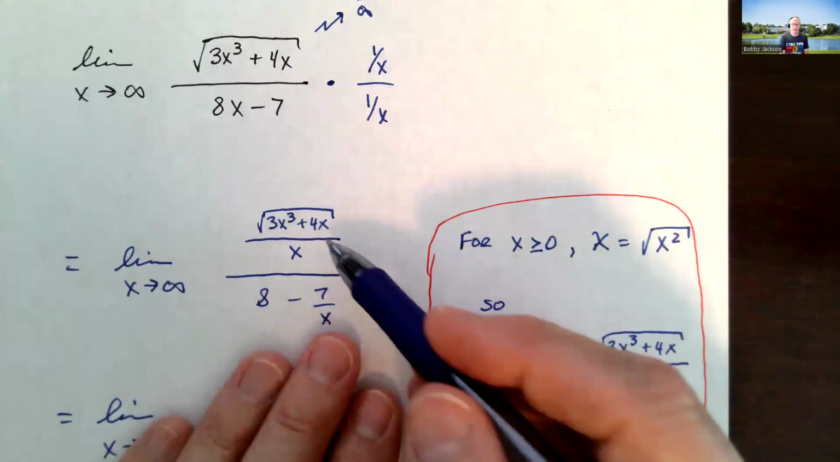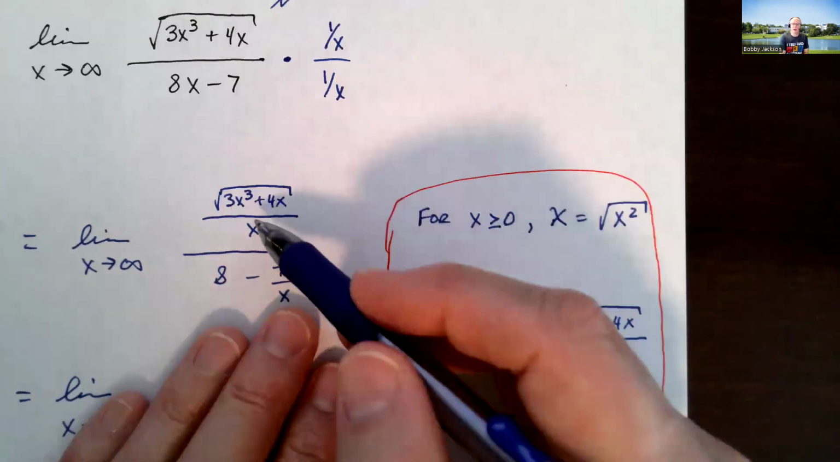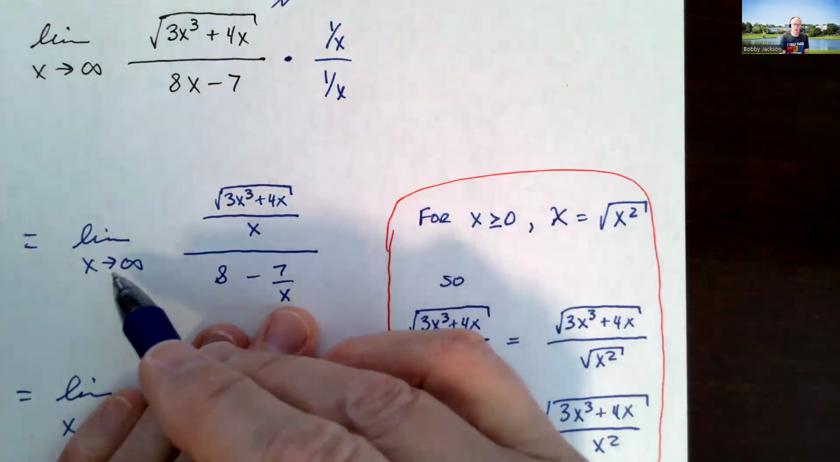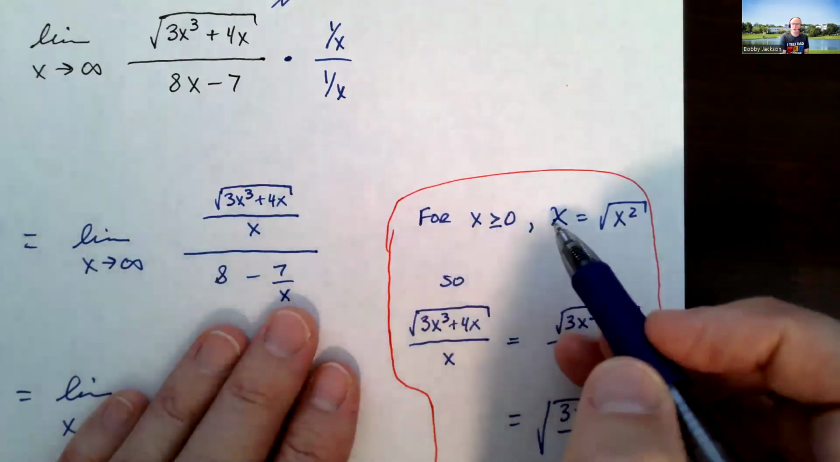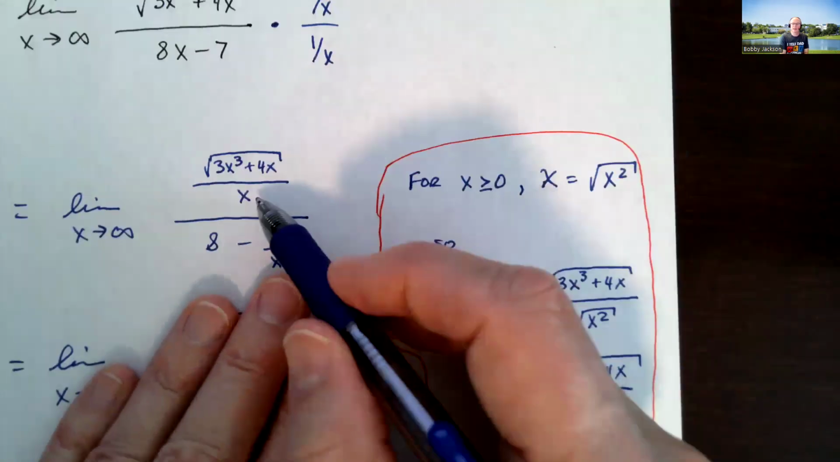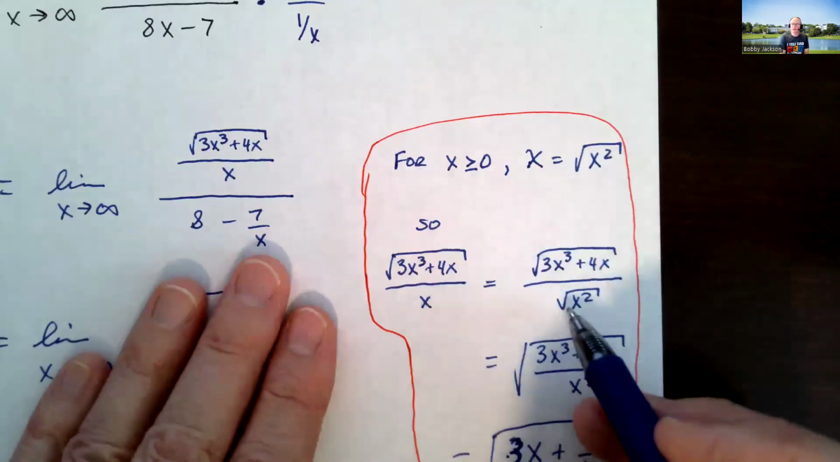Now just take a look at this expression. Can we simplify it? Yeah, we can. Because for x greater than or equal to 0, which we certainly are, we're going to infinity with x, we know that x is equal to the square root of x squared. So I'm just going to replace that x down there with the square root of x squared.